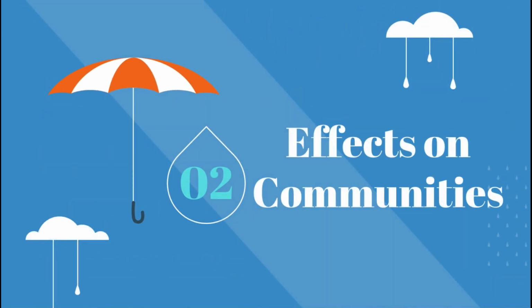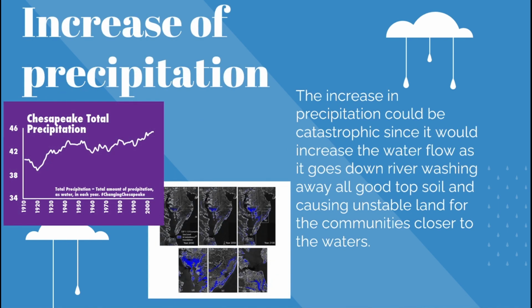The next topic is the effects on communities. Increase of precipitation. The increase in precipitation could be catastrophic since it would increase the water flow as it goes down the river, washing away all good topsoil and causing unstable land for the communities close to the waters.